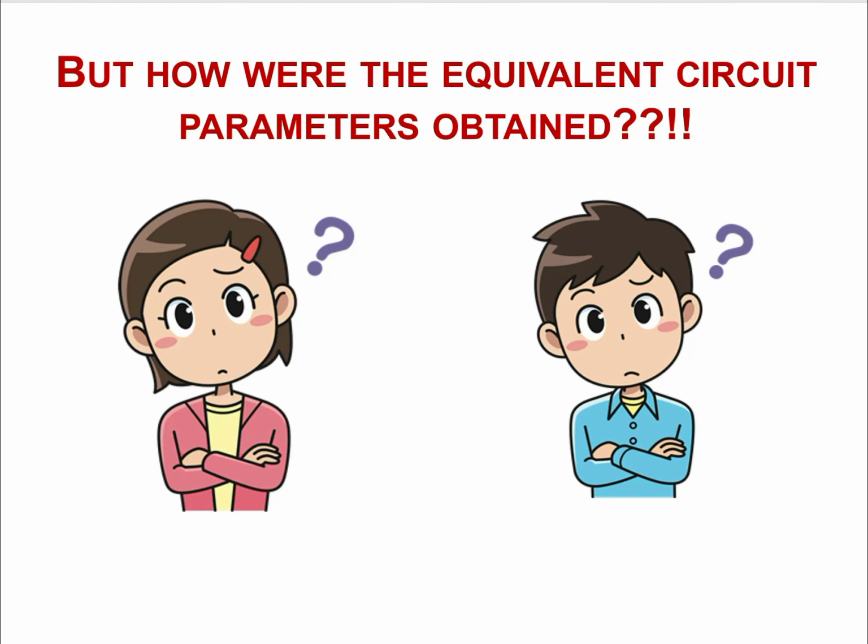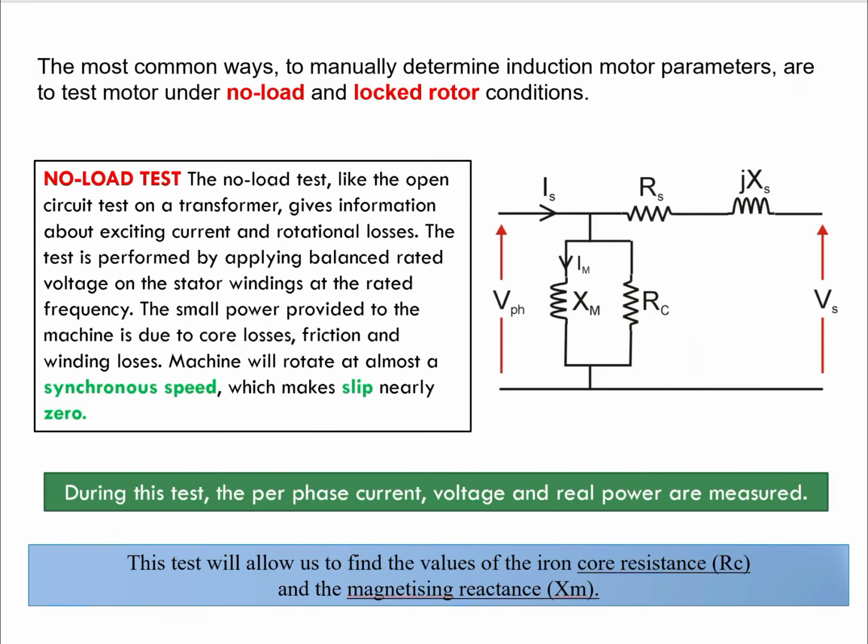Well, now we do have an interesting question. Have you thought of how we got the values of the equivalent circuit? I mean, how did we get the parameters, the resistors, and the reactance values? That's what we will be seeing next. So in order to determine these values, the most common way is to do two kinds of tests. The first one is called the no-load test, and the other one is called the locked rotor test conditions.